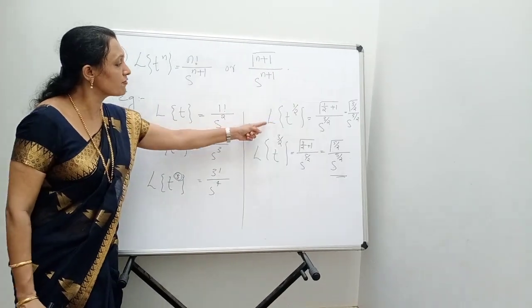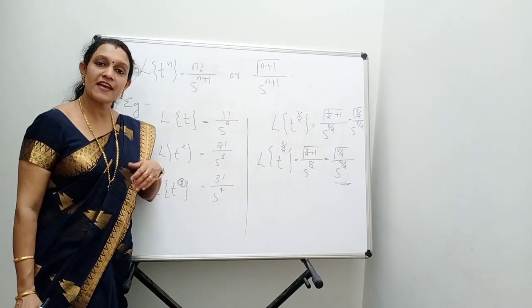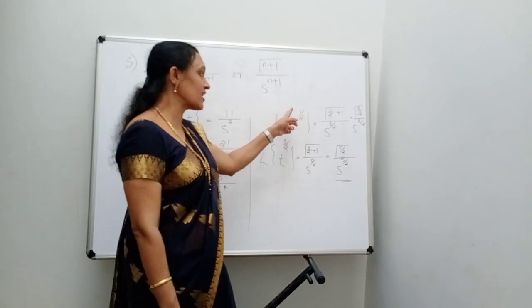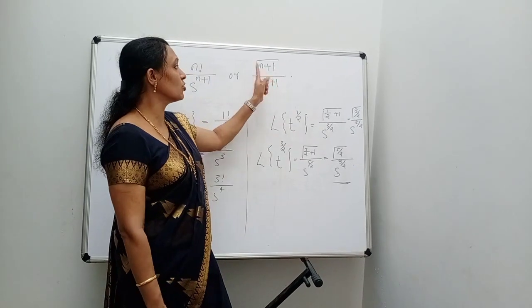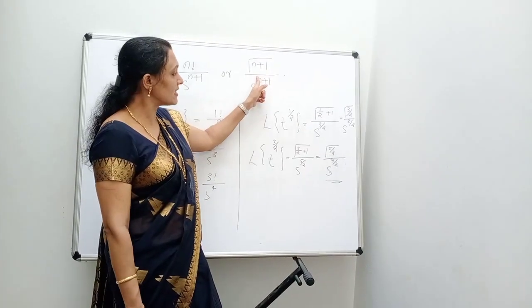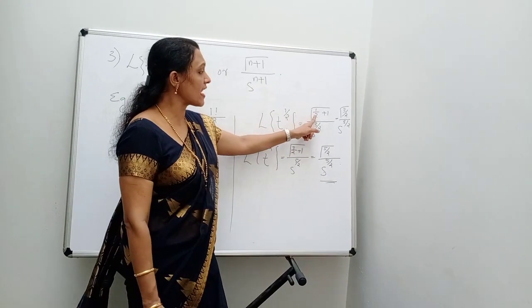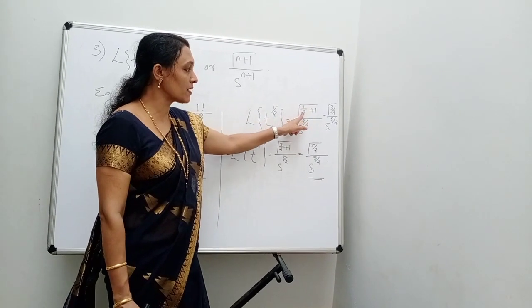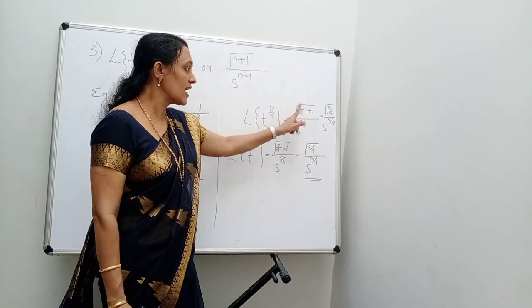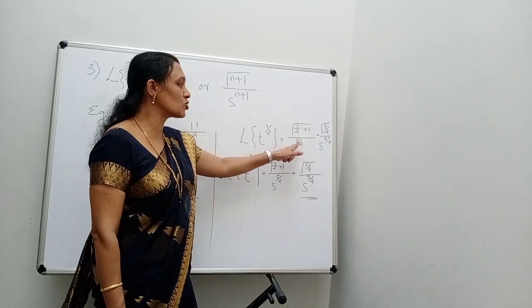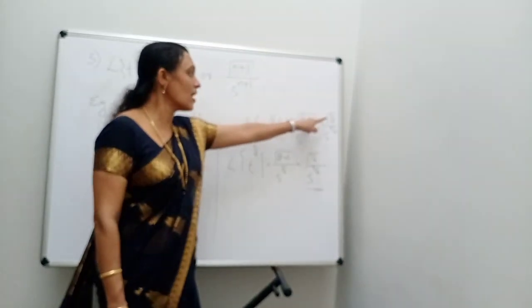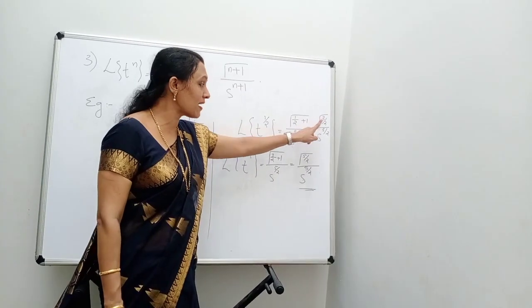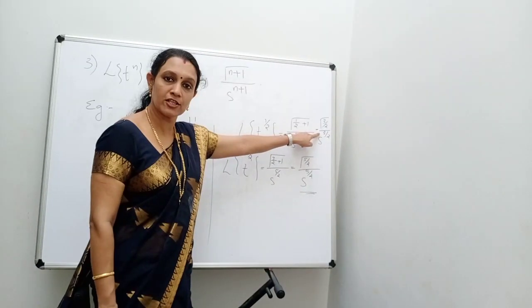Now what will be L of t raised to half? When n is a fraction like t raised to half, in this case you have to use the second formula. It is gamma of n plus 1, that is 1 by 2 plus 1, divided by s raised to n plus 1. n plus 1 is 3 by 2. So gamma of 3 by 2 divided by s raised to 3 by 2.